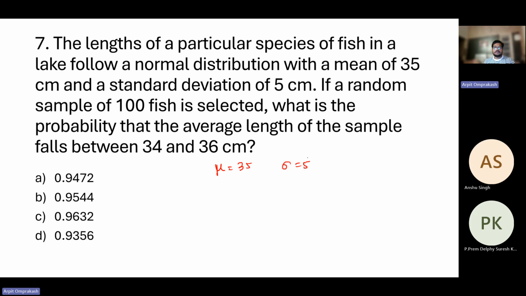Right. If a random sample of 100 fish is selected, what is the probability that the average length of the sample falls between 34 and 36? So a random sample, n is equal to 100. Right. So what is the probability that the average length falls between 34 and 36? So we want to find the probability that x bar lies between 34 and 36.